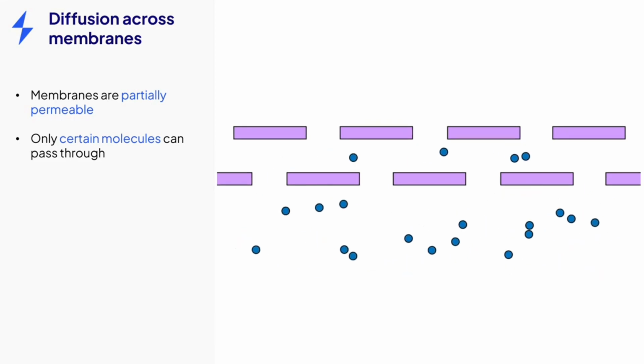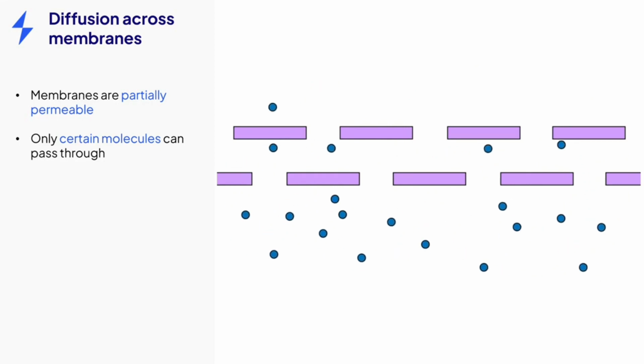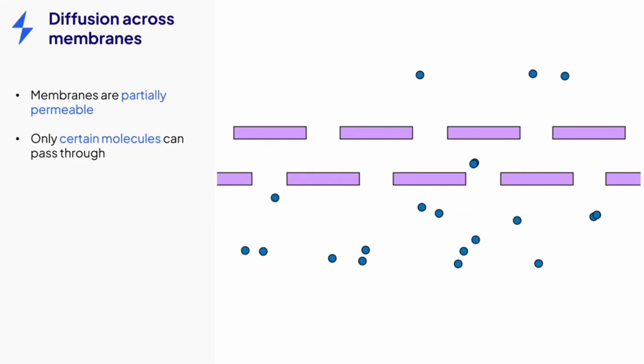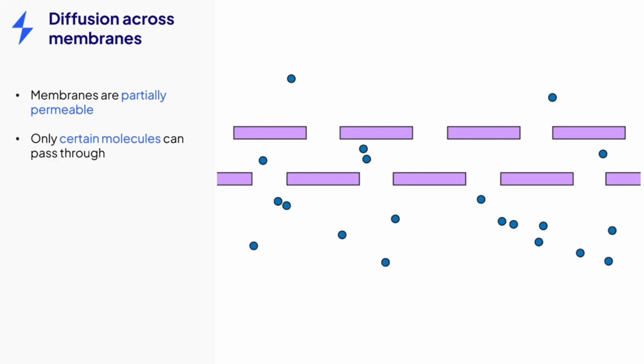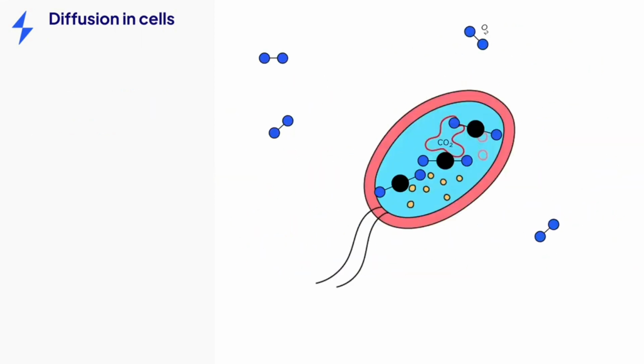Here we can see the molecules moving around randomly. Some of them cross the membrane through the pores. You can see 3 here. After enough time, the molecules will be evenly distributed on each side of the membrane. Diffusion can also occur across a membrane, allowing movement of molecules into and out of cells.